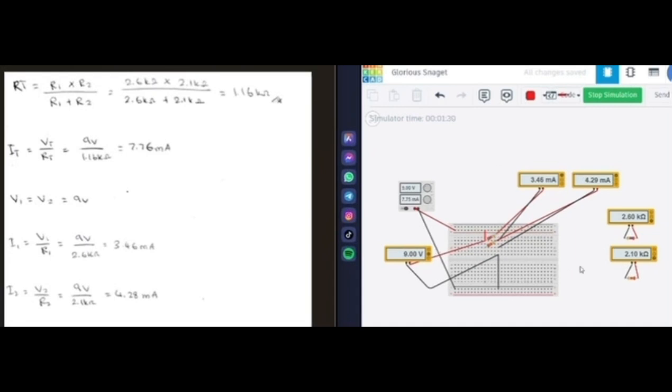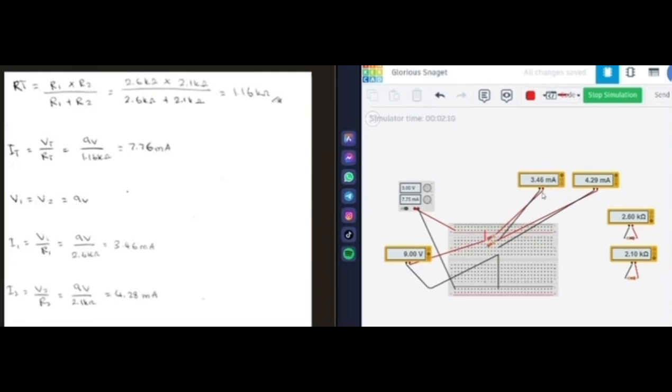So I will simulate using Tinkercad. This section is to measure the resistance. Resistance 1 is 2.6 kilo ohm, and the second resistance is 2.1 kilo ohm. This section we measure the voltage. The voltage is 9 volts. The positive you will attach to terminal 1 for R1, and the negative you will attach to the ground. These two multimeters measure the current through R1 and R2.